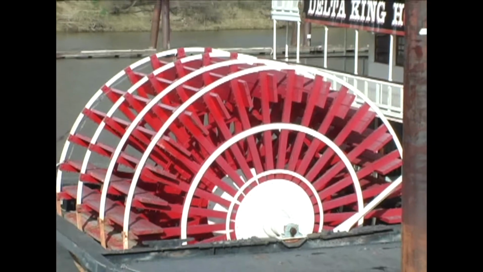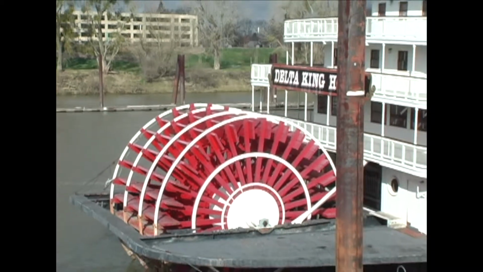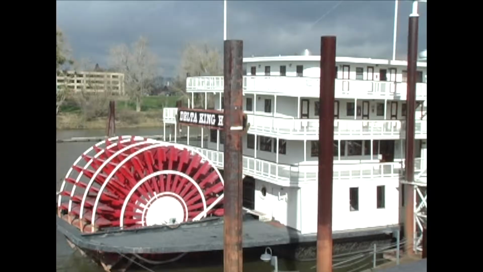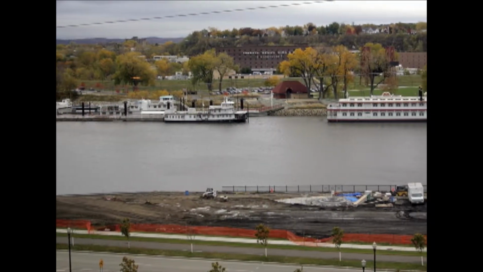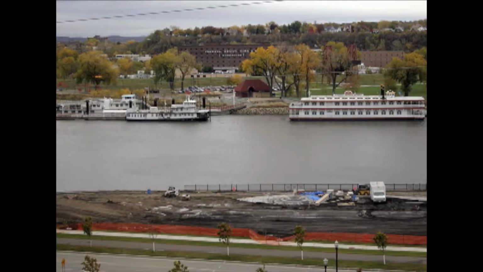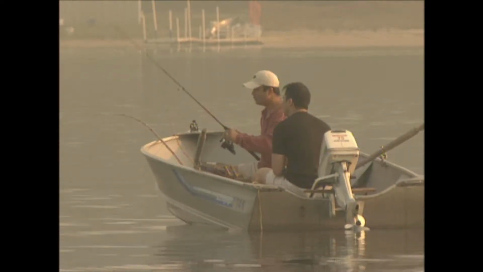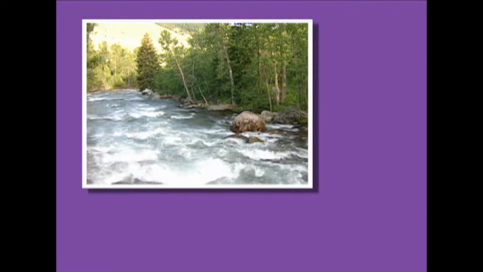Some boats that travel up and down the Mississippi are called paddle boats because they have a large paddle that makes the boat go forward. Ships can take oil, farm goods, and even people up and down the river. The river connects communities to each other. River communities aren't the only places that depend on water.